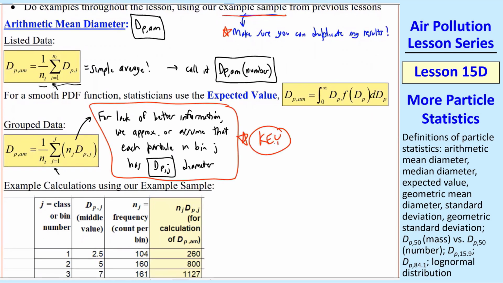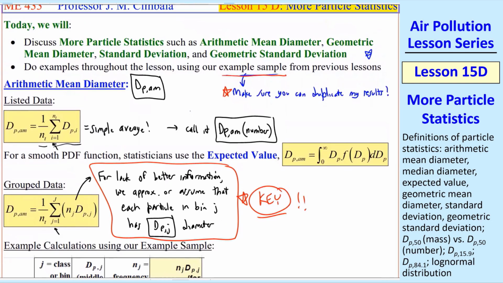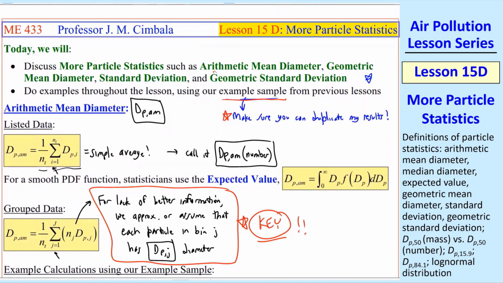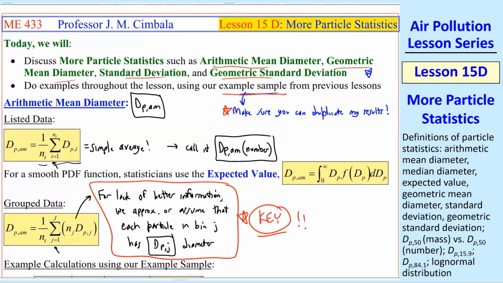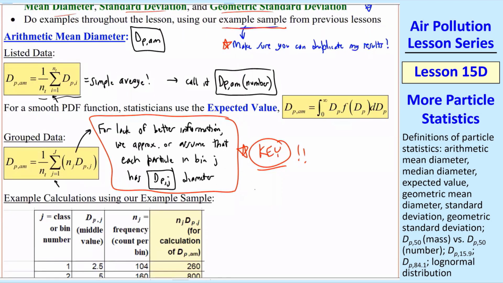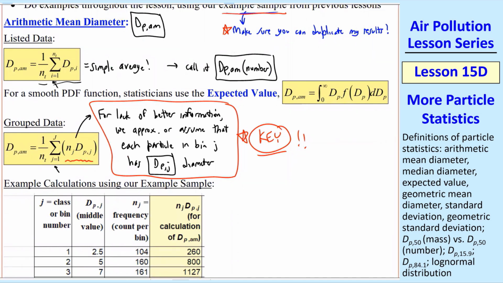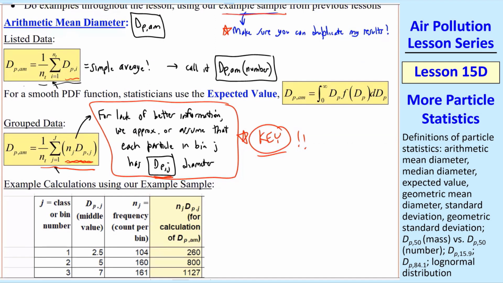detailed information. This is the key for how we will calculate all 4 of these because we know these values with listed data and then we modify for group data like we just did here. So you can see how this works. If there's 10 particles in bin 1, for example, we assume that all 10 of those have diameter DPJ. So this is just 10 times DPJ, which would be adding up 10 DPJs basically. Then we add up all the bins. So you can see that this is a grouped data version of the listed data.